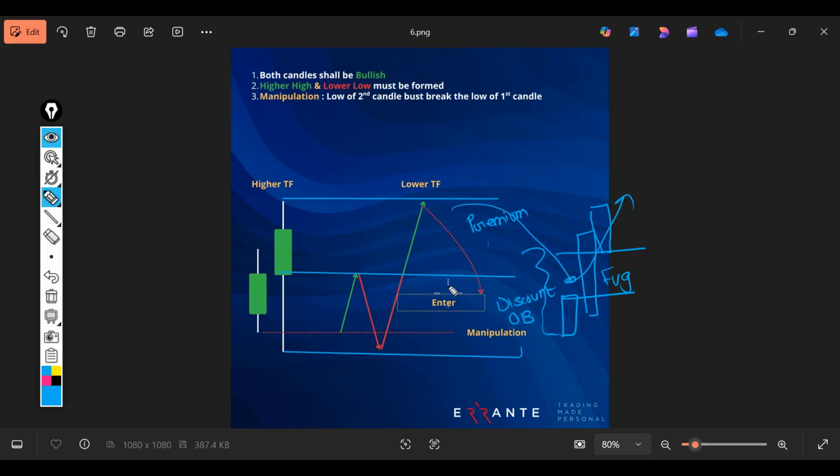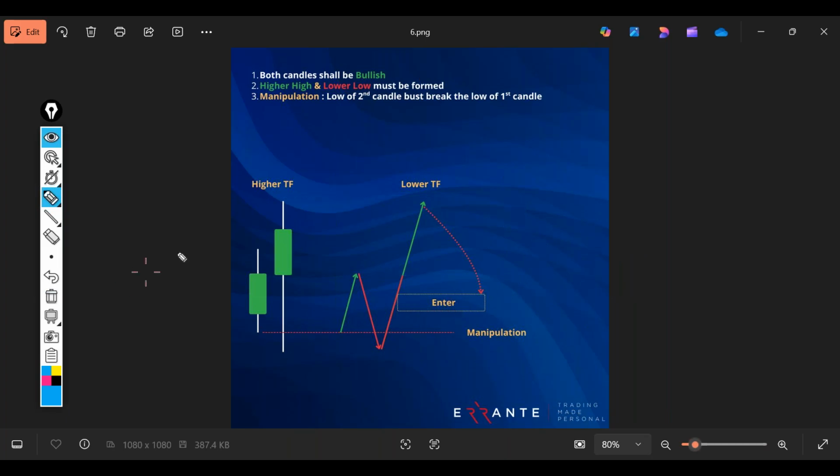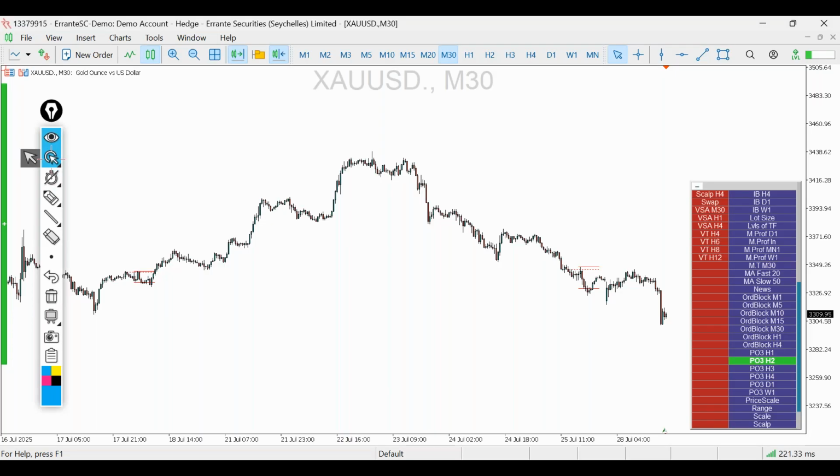So the whole basic formula is that you have so many options to enter over here. The first one is this one, the second one is this one, and the third one is somewhere over here in this discount zone. Okay, now the story doesn't end over here. Now let's see this same thing on our chart, what our chart is saying to us.